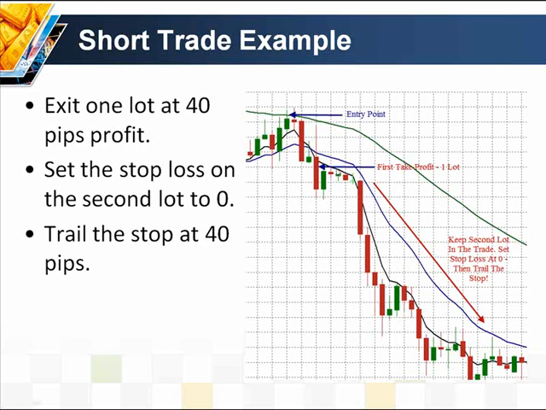At that point, we keep our second lot in the trade. We set our stop loss to 0 for the second lot, so we set it to the break-even point. So our stop loss would be moved up to here for the second lot. And we continue to trail our stop at 40 pips behind until the stop loss is hit. So in this case, the trade would have continued in our favor. We would have made a profit all the way down here. Our trailing stop would have followed all the way down to the bottom, and we actually went off this chart where it would have finally stopped out.